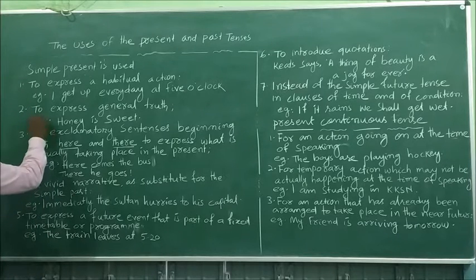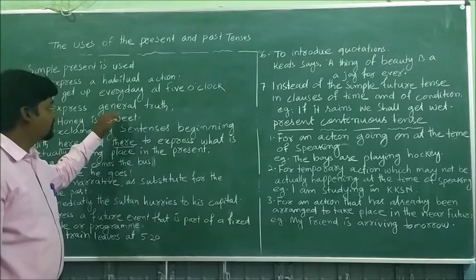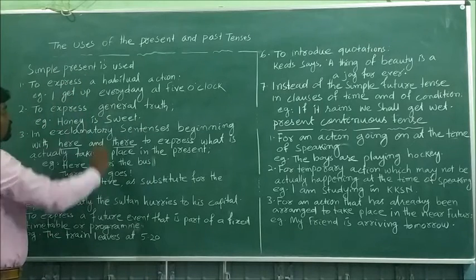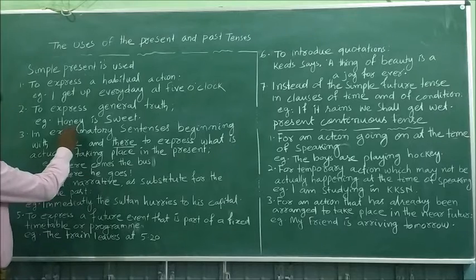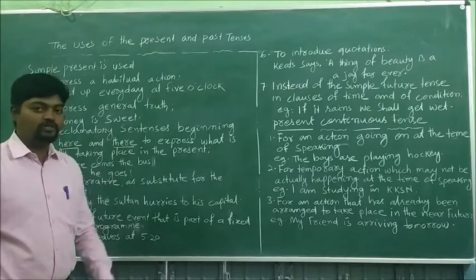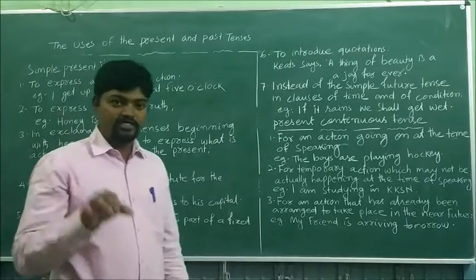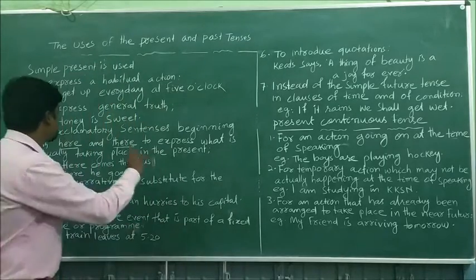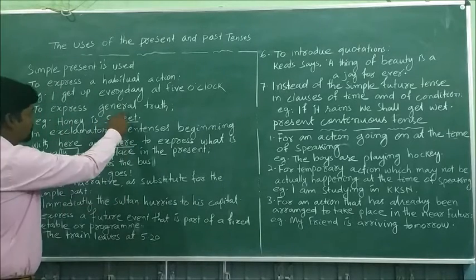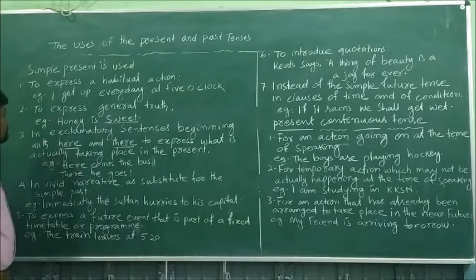Example 2: to express a general truth. Whenever we use sentences like a general truth, we use simple present tense or present indefinite. Example: honey is sweet. Is it true or false? Honey is always sweet, whether you taste it in the morning, afternoon, evening or at night, today or tomorrow. It is always true that it is sweet. For a general truth, we use present indefinite.